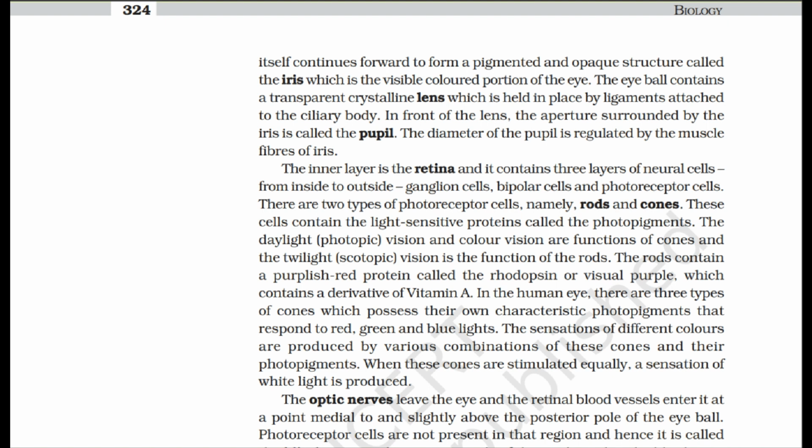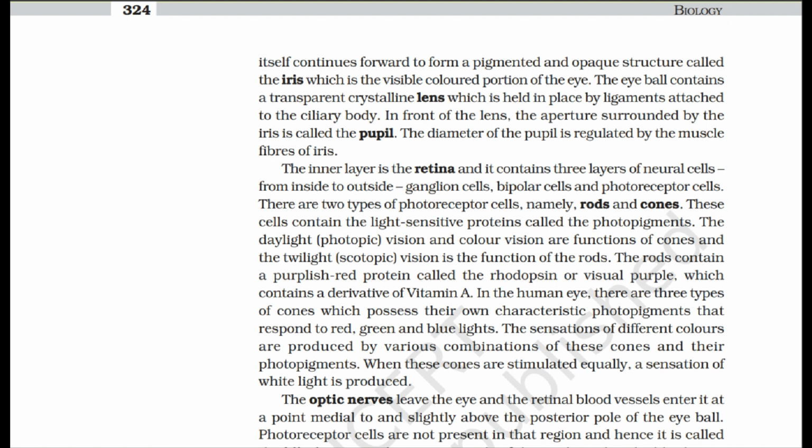Daylight (photopic) vision and color vision are functions of cones, and twilight (scotopic) vision is the function of the rods. The rods contain a purplish red protein called rhodopsin, or visual purple, which contains a derivative of vitamin A. In the human eye, there are 3 types of cones which possess their own characteristic photopigments that respond to red, green and blue lights. The sensations of different colors are produced by various combinations of these cones and their photopigments. When these cones are stimulated equally, a sensation of white light is produced.